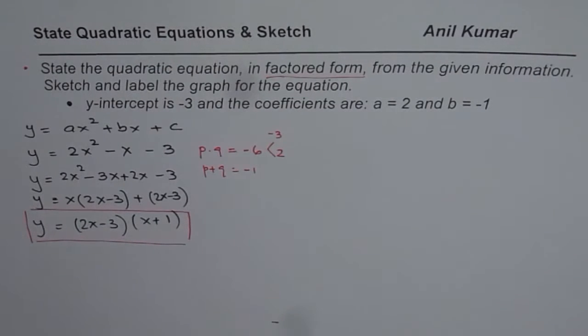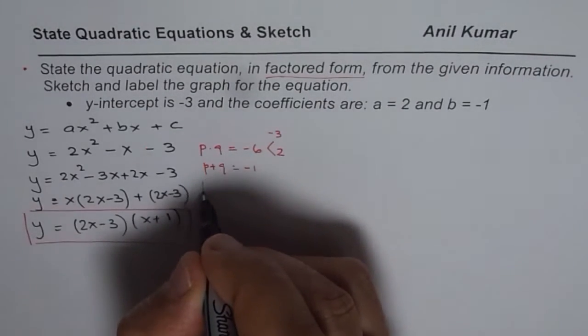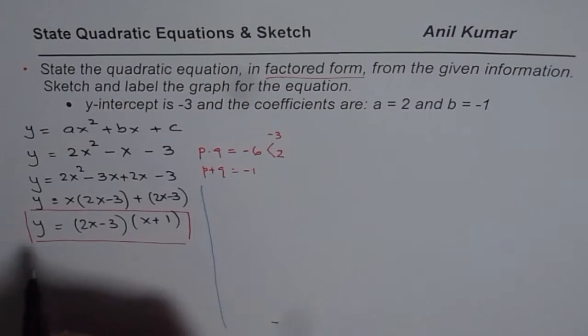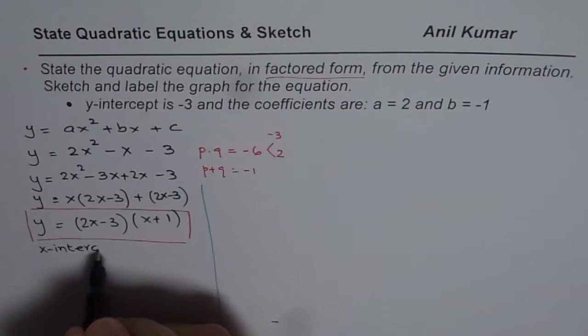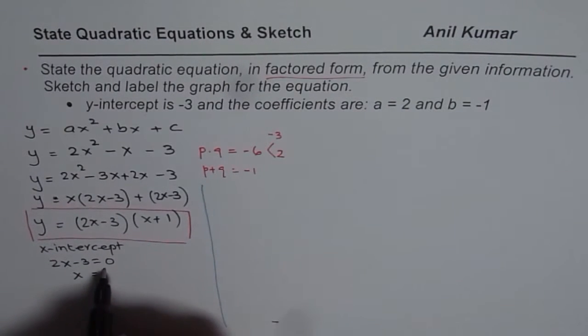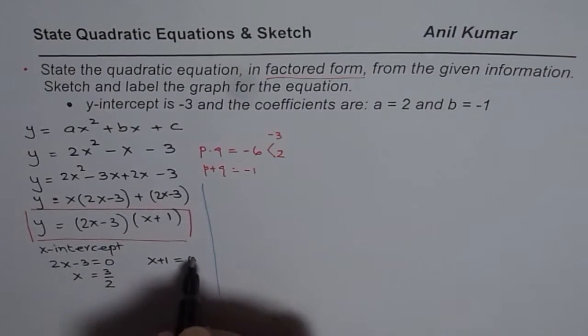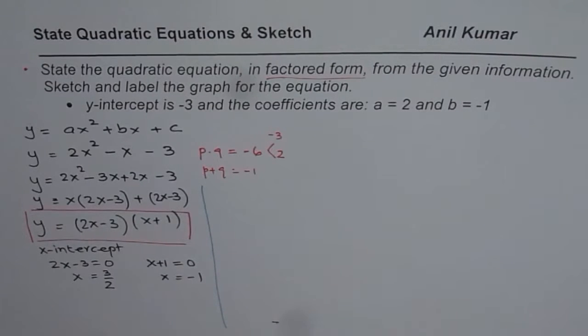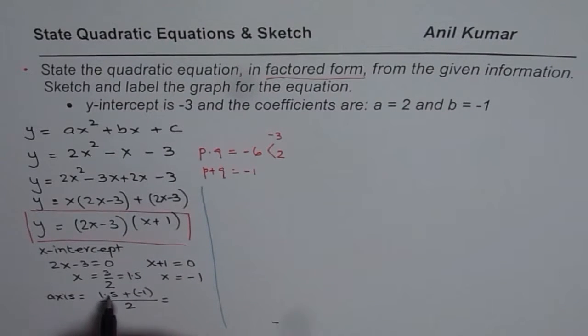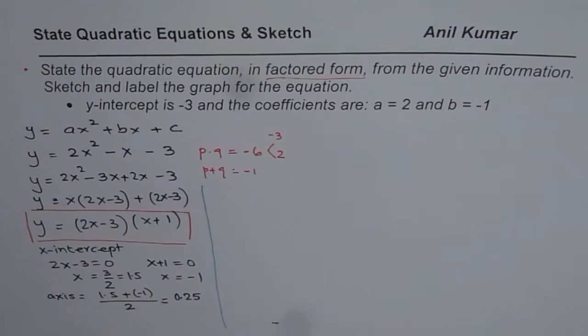Once you have the equation in factored form, you could find the x-intercepts, and from the x-intercepts you get the axis of symmetry, vertex, and the information required to sketch the graph. We already know the y-intercept, right? So let's begin by finding the x-intercepts. Each factor equated to 0. So 2x minus 3 equals 0 will give you x equals 3 over 2. The other factor is x plus 1 equals 0, x equals -1. So these are your two x-intercepts. And now what is the axis? The axis is the average of these two. 3 over 2 is 1.5, so we have 1.5 plus -1 divided by 2, right? That is 0.5 divided by 2, or 0.25, which becomes the axis of symmetry.